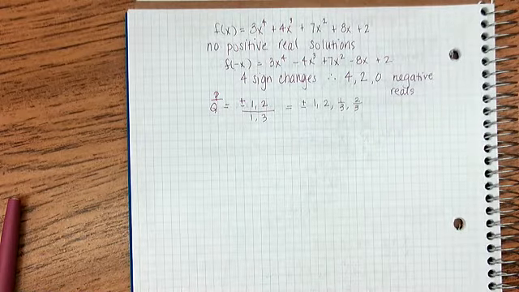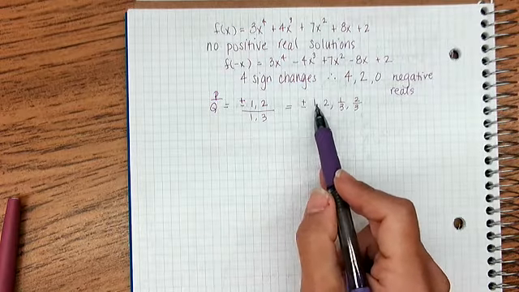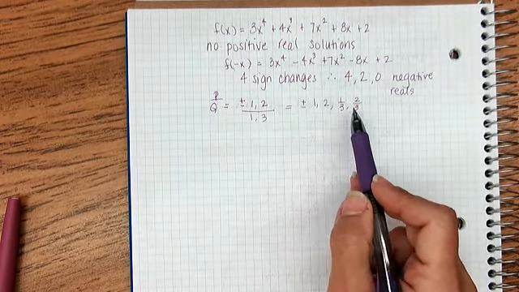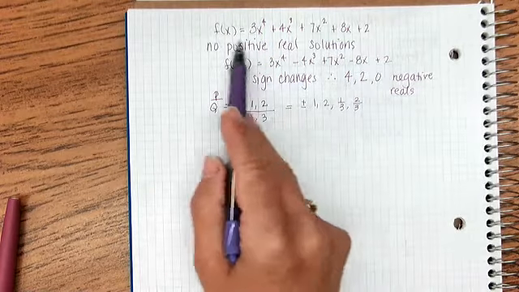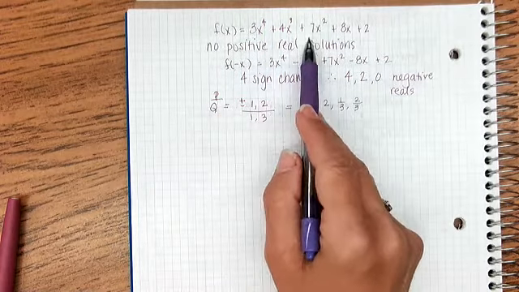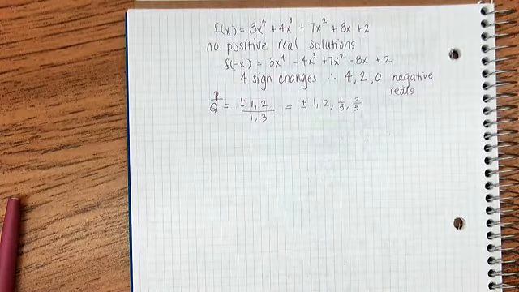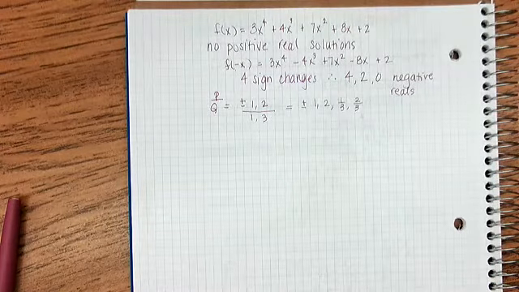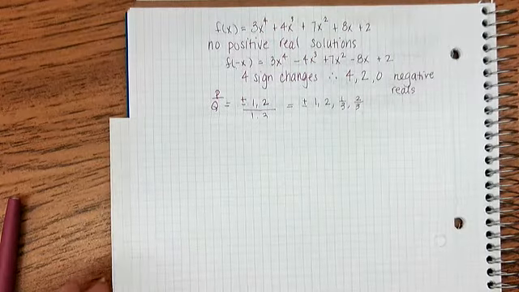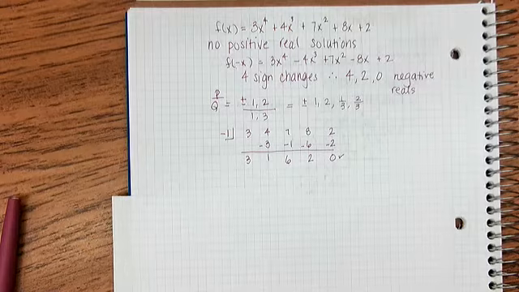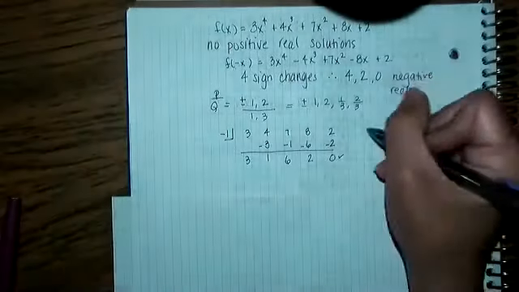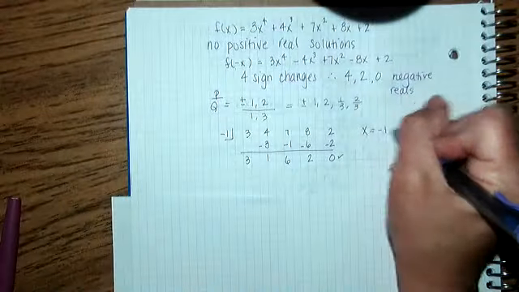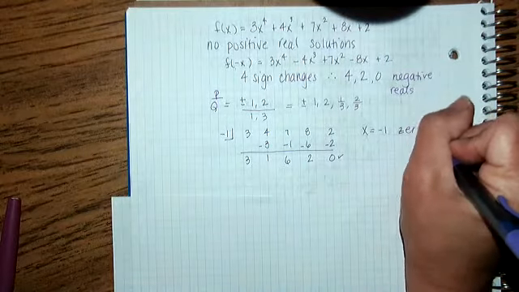Now, when I plug in, I know it can't be positive 1 or positive 2 or positive 1/3 or positive 2/3 because Descartes' rule of signs says no sign changes, no positive reals. So what am I going to do? I'm going to plug in -1, etc., and find out what works. I started with -1, and luckily -1 worked. So this means that x equals -1 is a 0.